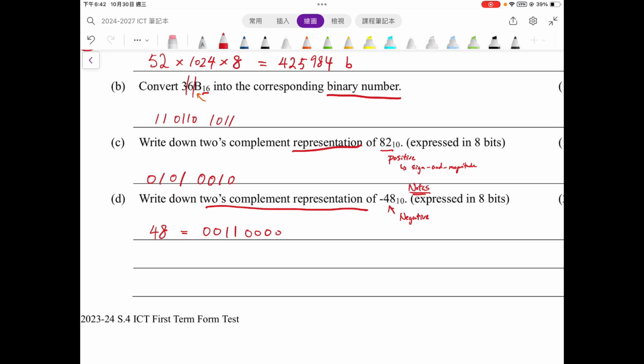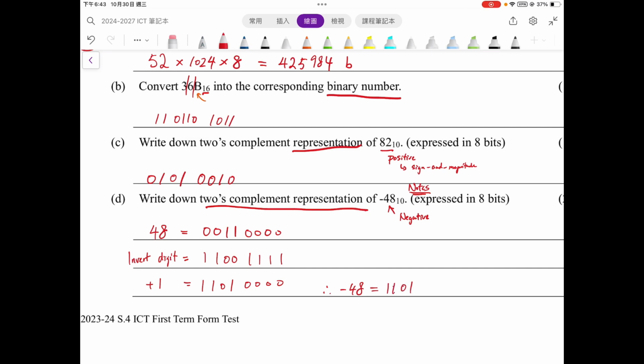Then the negative tells you that you have to do the flipping and +1. So I will do it one by one here. First of all, you invert the digits of the above expression, so it will become 1100 1111, and then you do the +1 here, which will become 1101 0000, right? So after the conversion, you will see that this is already the 2's complement representation of negative 48, and therefore just write it in to make it clear.